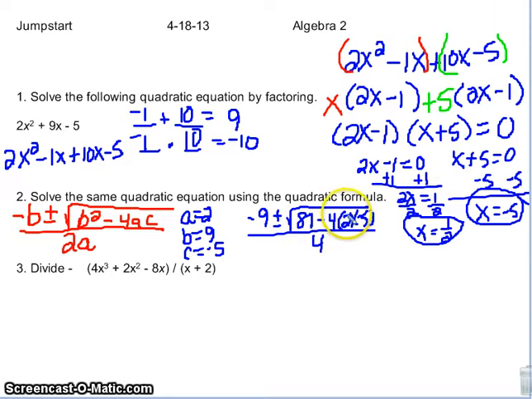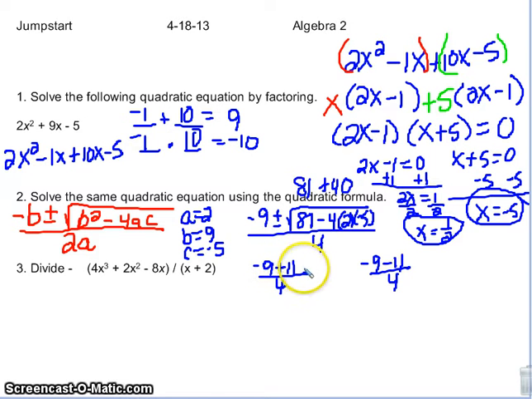4 times 2 is 8, so -4 times 2 is -8, right? And -8 times -5 is going to be +40, right? So we're going to have 81 plus 40, which is going to give me what? 121. Why do I love 121? Because it's the square of 11. So now I've got -9 plus 11 over 4 and -9 minus 11 over 4.